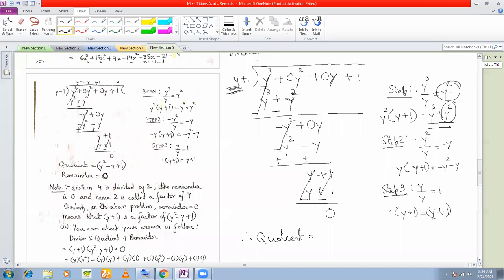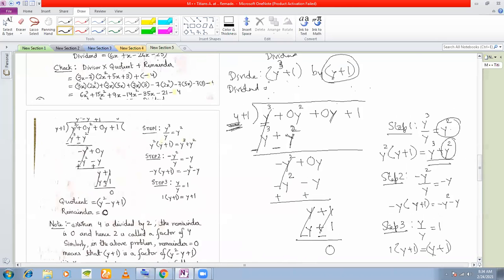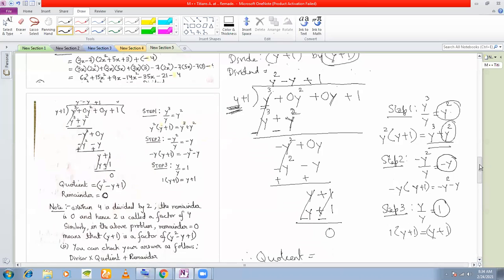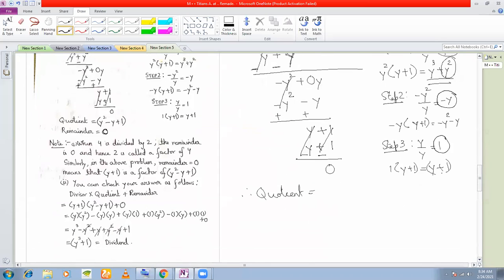You're getting y square. So write y square on top here. Next, what are you getting? You're getting a minus y. So you write a minus y. Next, what are you getting? You're getting a plus 1. So you get a plus 1. So therefore, the quotient is y square minus y plus 1.